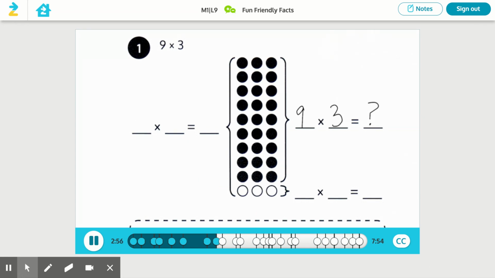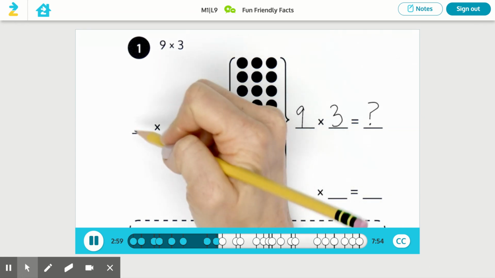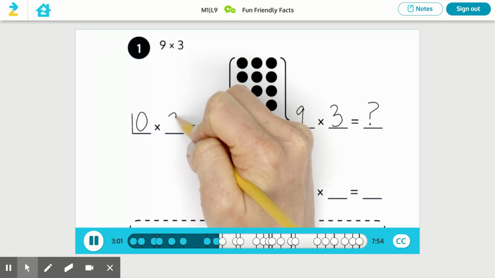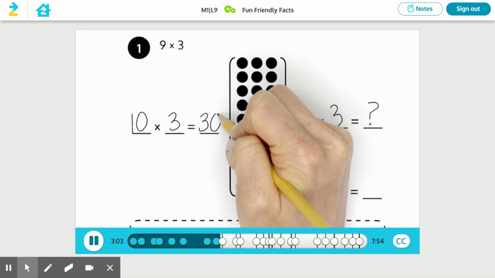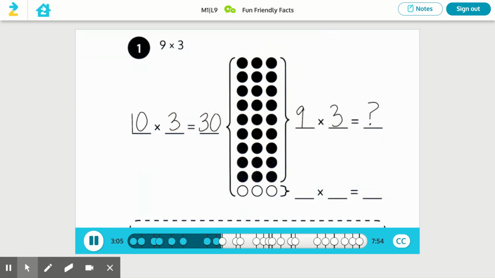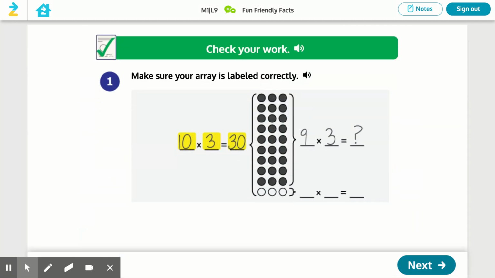The whole array has 10 rows of 3. 10 times 3 equals 30. Check your work. All right, make sure you have that information in your math journal.